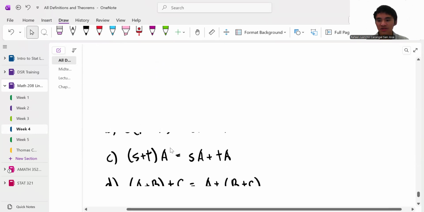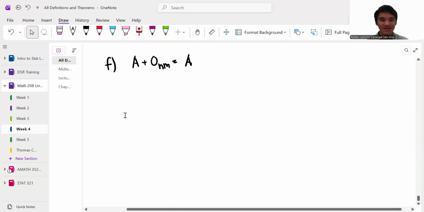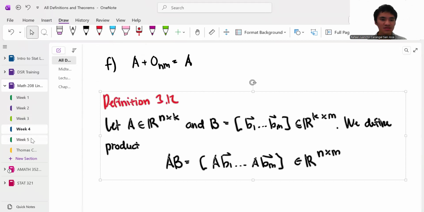This thing's taking a while to load. Okay, nice.